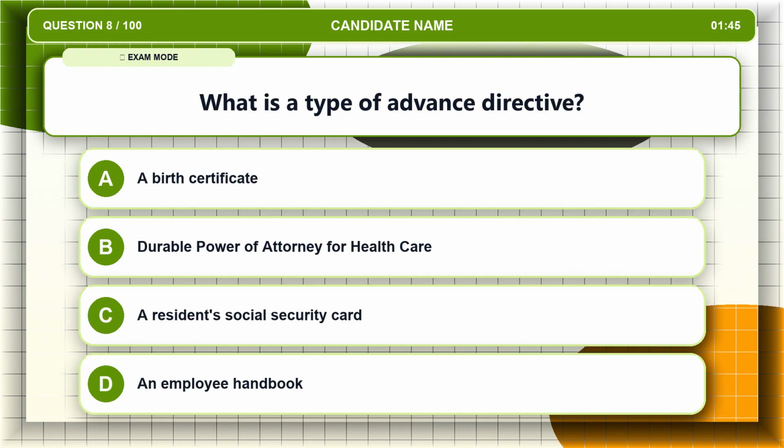Question 8. What is a type of advance directive? Option A. A birth certificate. Option B. Durable power of attorney for healthcare. Option C. A resident's social security card. Option D. An employee handbook.